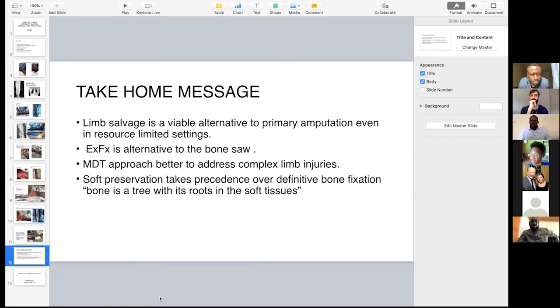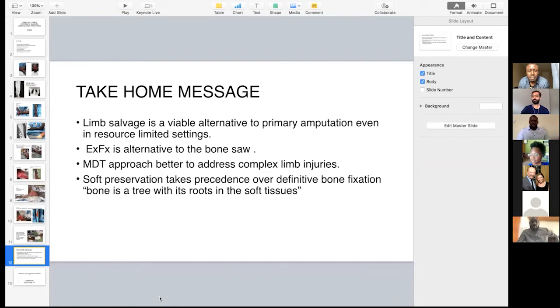So the take-home message from this case would be limb salvage is still a viable alternative to primary amputation, even in resource-limited settings. The external fixator, we believe, is an alternative to the bone saw. That is, you could save the limb rather than primary amputate where possible. And also, a multidisciplinary team approach would always be better to address these complex lower limb injuries. We had the support from a plastic surgeon who recently joined our practice, and we also had an infection specialist who helped in battling the infection.